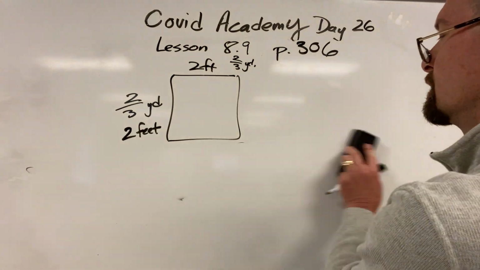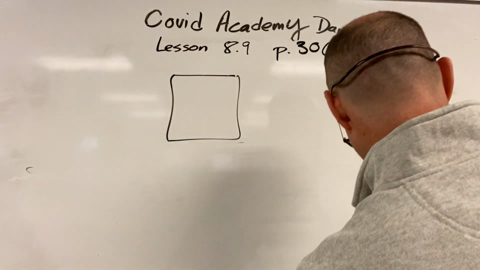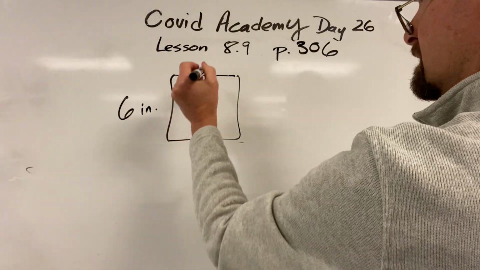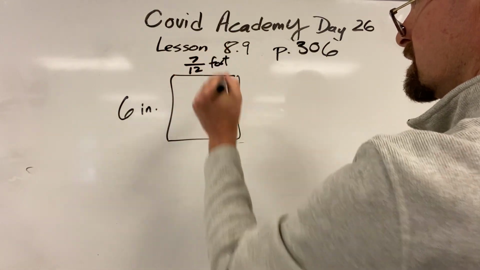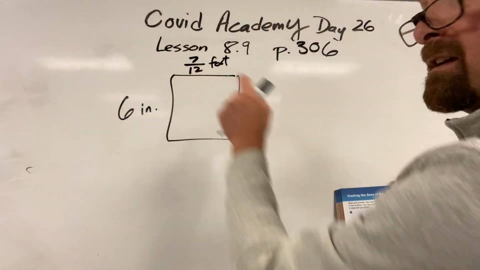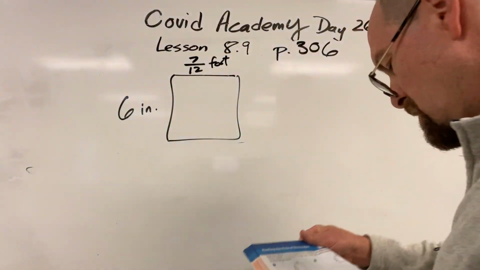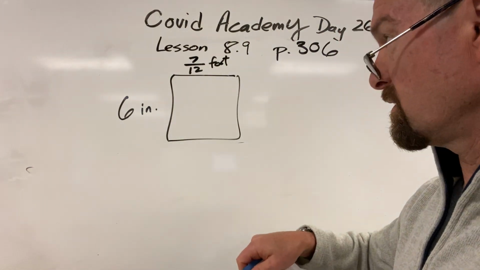Okay, let's do the next one. All right, now we have 6 inches and 7/12 of a foot. How many inches are there in a foot? Yes, there are 12. Do you notice how they're using denominators that are helpful? Good old University of Chicago Everyday Math. I love you. All right, they're wanting square feet. That's all they want this time.